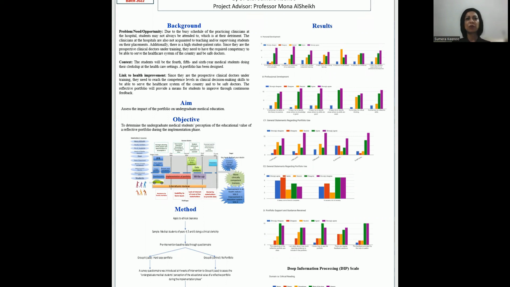Some general statements were that 88% of the students believe that the portfolio as a formative assessment tool would increase their learning value. 30%, on another note, said that it caused anxiety because they had to chase the clinical supervisors.